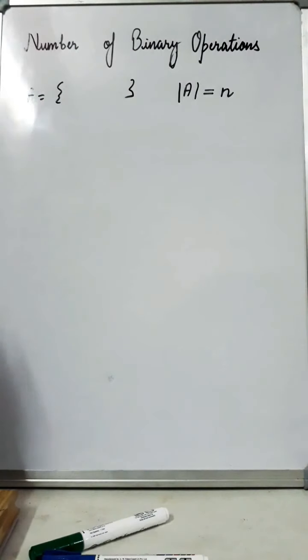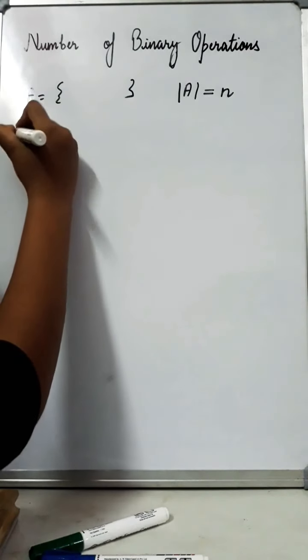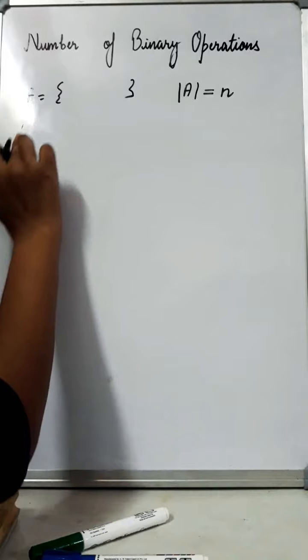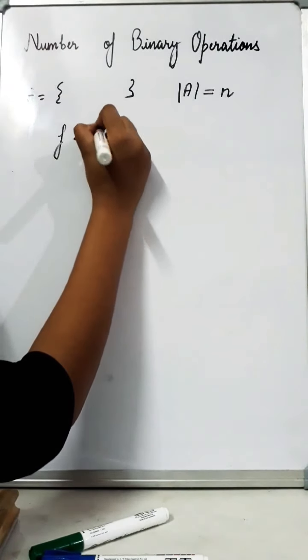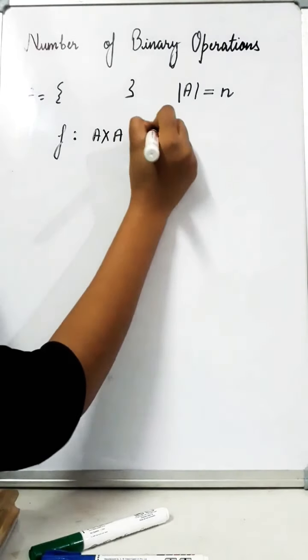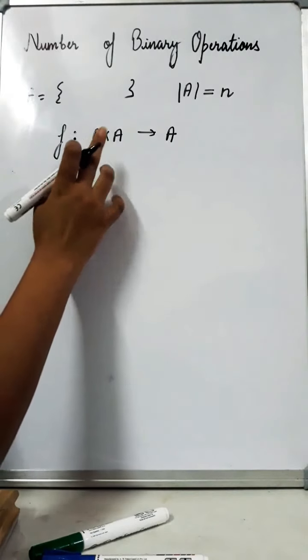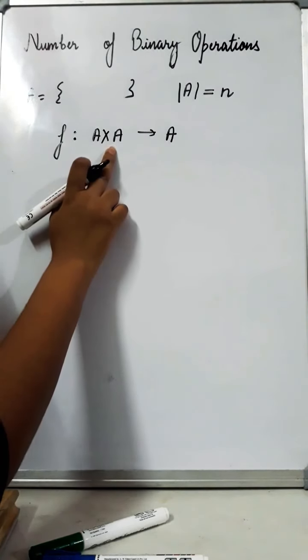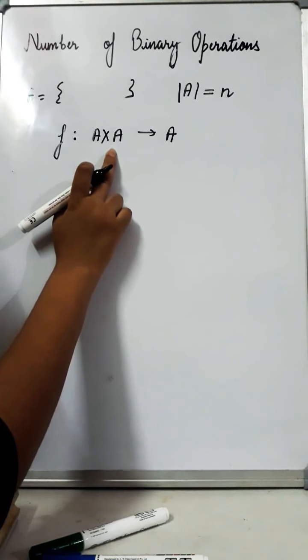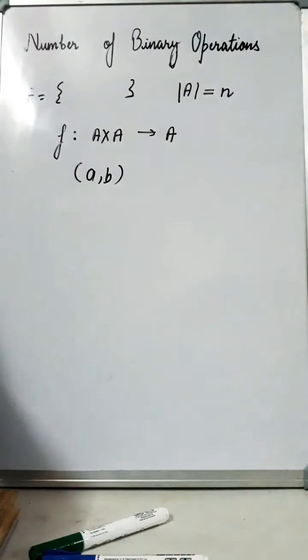Now, what is a binary operation? From the very definition, you know that a binary operation is a function f mapped from A cross A to A, right? Now what is this A cross A? This is the Cartesian product of the set A, and you know the elements present in A cross A are ordered pairs, (a, b) kinds of pairs.